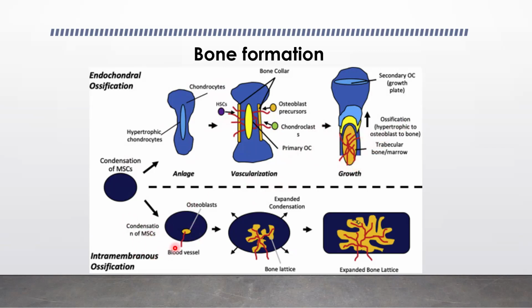For intramembranous ossification, the types of bones are the parietal bone and the bones of the skull most of the time. You have blood vessels which get in touch with the condensation of the mesenchymal cells. It will lay down the matrix, and when it lays down the matrix, you have expansion of the condensation and the bone lattice being laid down, and then expansion of the bone lattice. So that's about the two types of ossification.